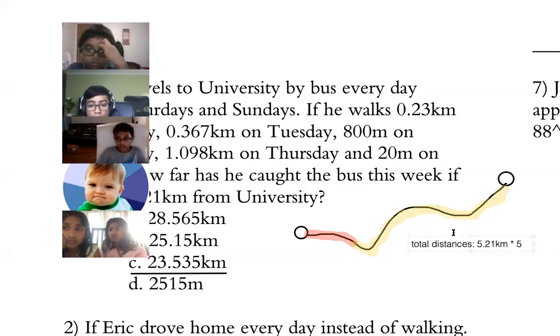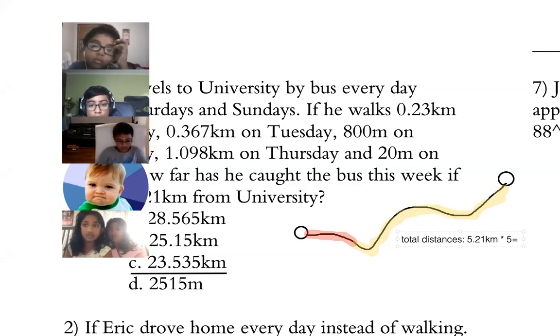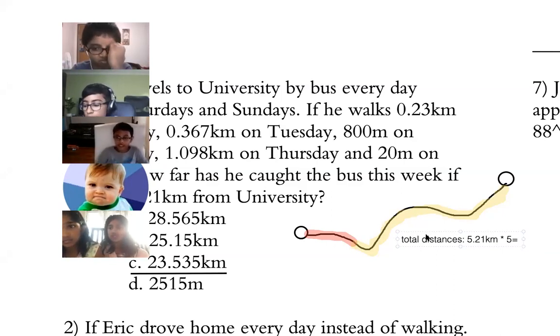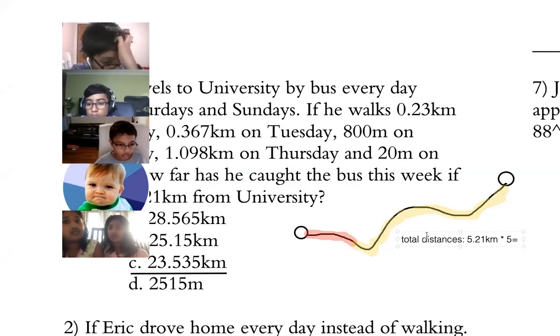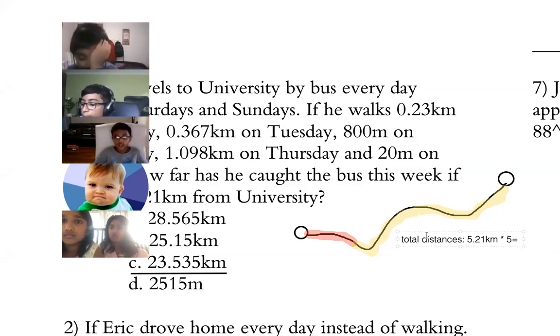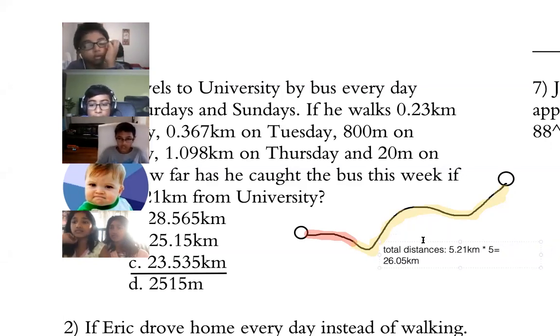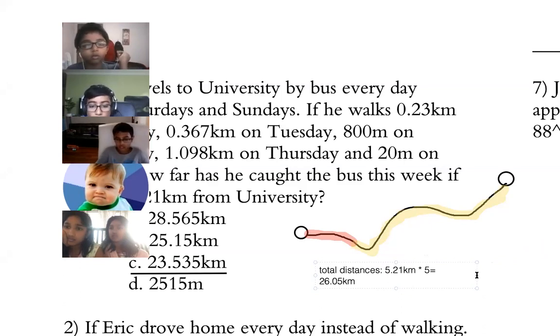Do you guys understand? What's the total distance that he travels? 26.05. Awesome. 26.05 kilometers. So the total distance he has to travel, doesn't matter what he does, is 26.05 kilometers. Let me make it a bit bigger.